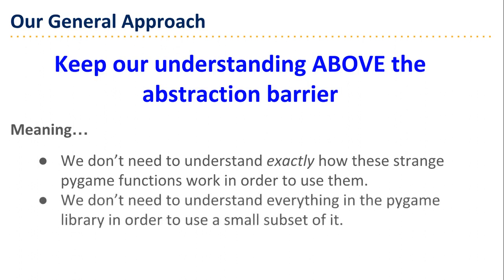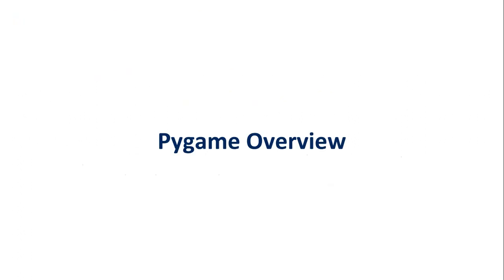And second, we don't need to understand the entire Pygame language or Pygame library just to use a small subset of it. If all you want to do is make an image appear in a window, you don't need to read through 10 pages of docs about Pygame just to figure out how to do that one thing. So we're only going to learn relevant pieces of Pygame to accomplishing our tasks. So we're going to keep our understanding above the abstraction barrier, and this is something I recommend you do as you're working on your own projects, investigating more of Pygame, or investigating any other Python modules you might want to use. You don't need to understand the entire module just to use select pieces of it.